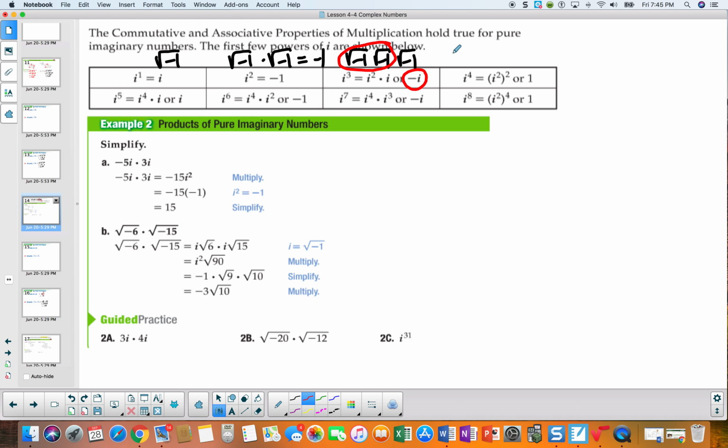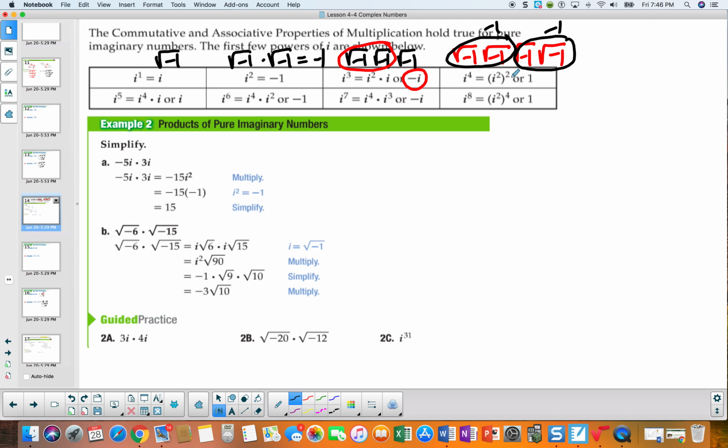Now i to the fourth is root -1, root -1, root -1, root -1. Now these two are going to make -1, and these two are going to make -1. So -1 times -1 is +1. Okay, so let's take a look at i to the fifth. Now i to the fifth is i to the fourth times i.